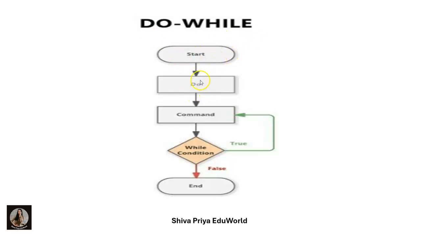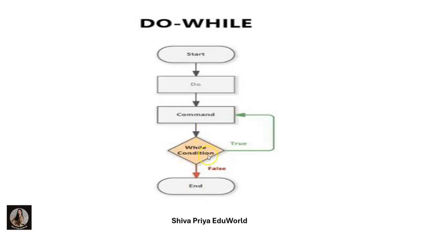It will start, it will go to do, and inside that loop, it will execute the statements or commands inside the do block. If the condition is true, it will go back and execute that again. It will loop again and again if it is true. Or else if the condition is false, it will end the loop and come out of that loop immediately.